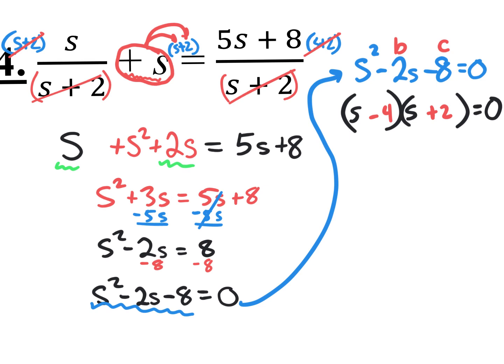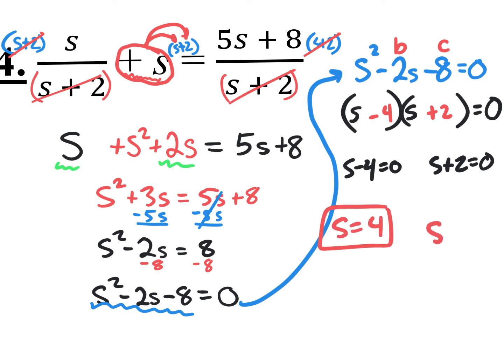So I have s minus 4 equals 0, s plus 2 equals 0. That will give me two answers. S equals positive 4 and s equals negative 2. Now, if you put those two answers on your quiz, you're going to get it wrong.